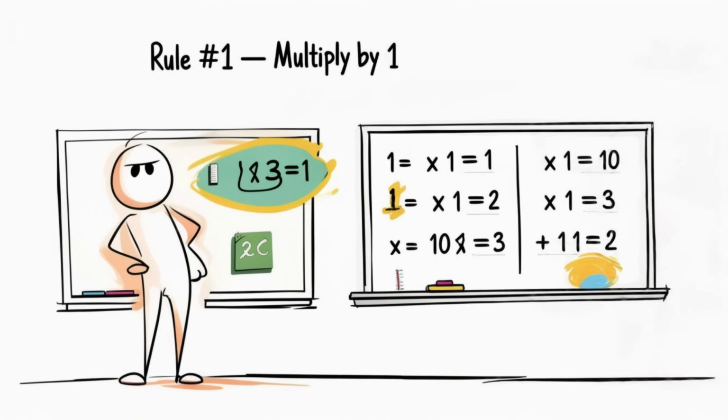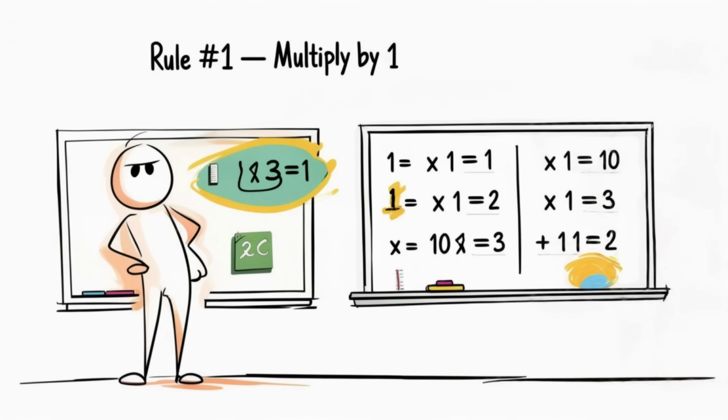Let's start with the easiest one. Rule number 1, multiplying by 1. Anything times 1 stays the same. Think of 1 as a mirror. It just reflects the number you already have. 1 times 1 is 1. 2 times 1 is 2. 10 times 1 is 10. Easy. And the best part? You also know the reverse facts. 1 times 2, 1 times 3, 1 times 4. Just like that, one rule already gives you 23 multiplication facts without even trying.